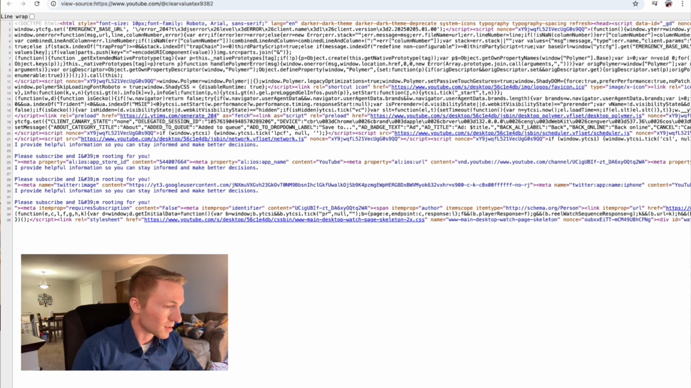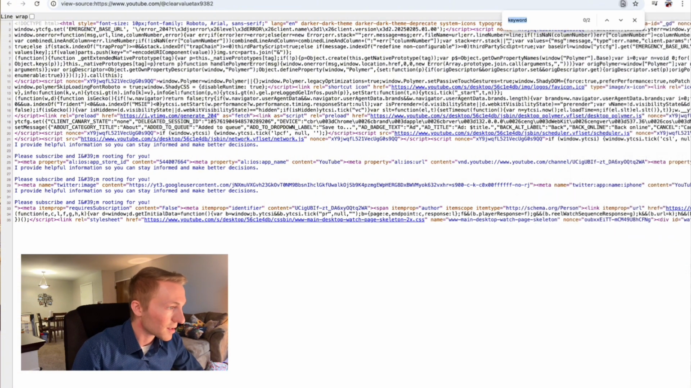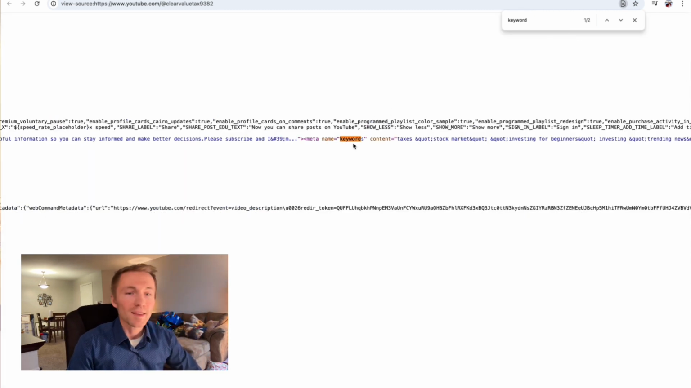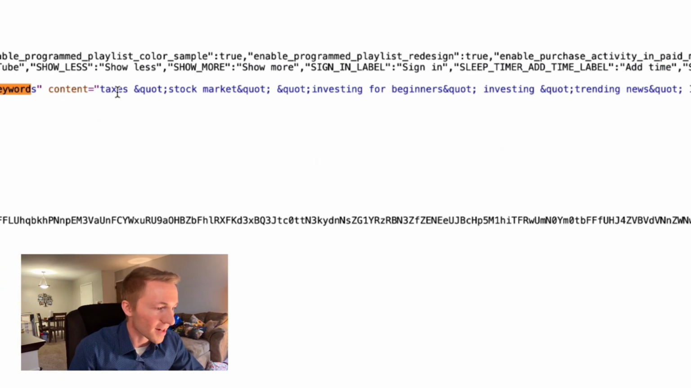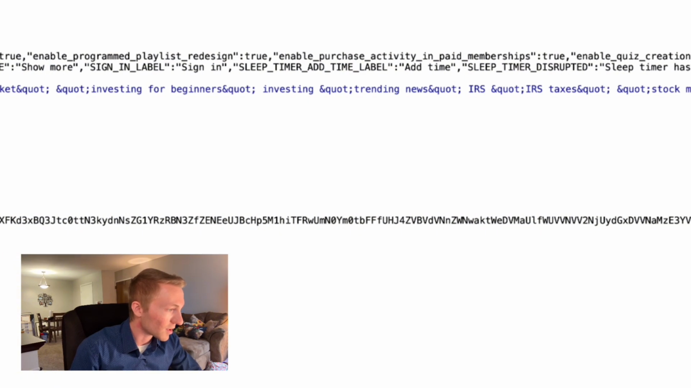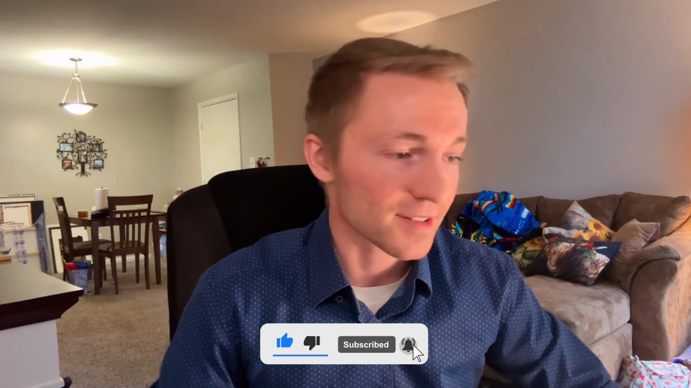I don't know if this is code for web pages or what, but we're going to go to the three dots up here. We then go to find and edit. I already have it typed there, but you want to type in keyword. Boom. There it is right there. The keywords that this person uses for their successful channel. So we have taxes, stock market, investing for beginners, investing, trending news, IRS, taxes, stock market, how to invest, crypto, inflation, dividend stocks. We found the keywords that they use for their channel. So let's use those keywords as well, and that'll give us a higher likelihood of success for our channel.